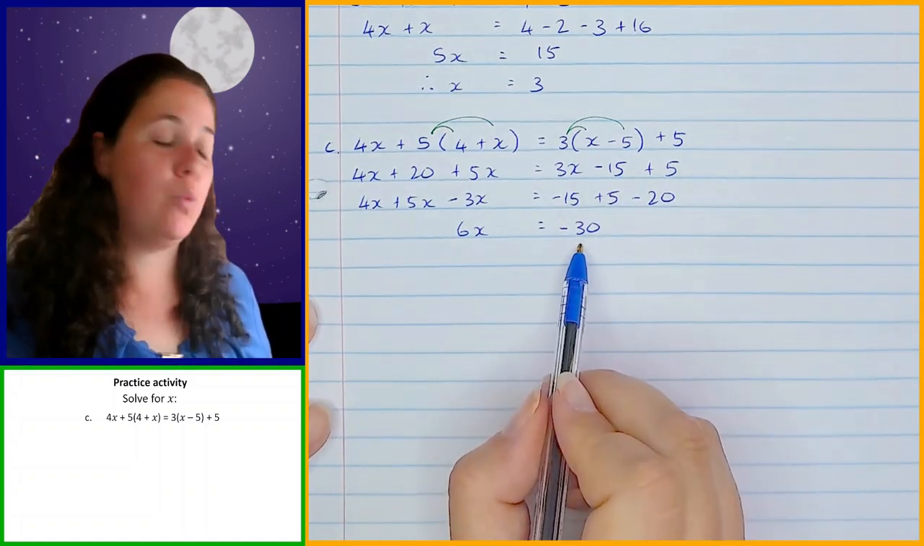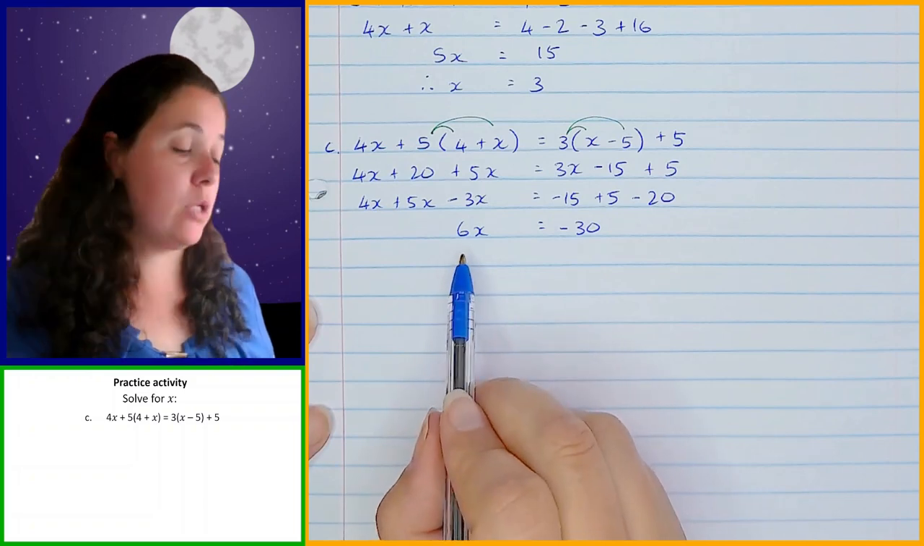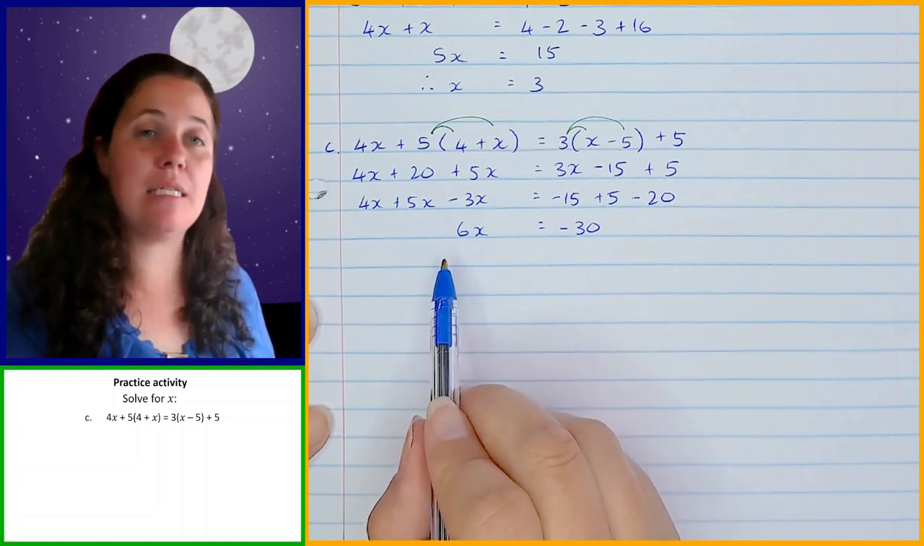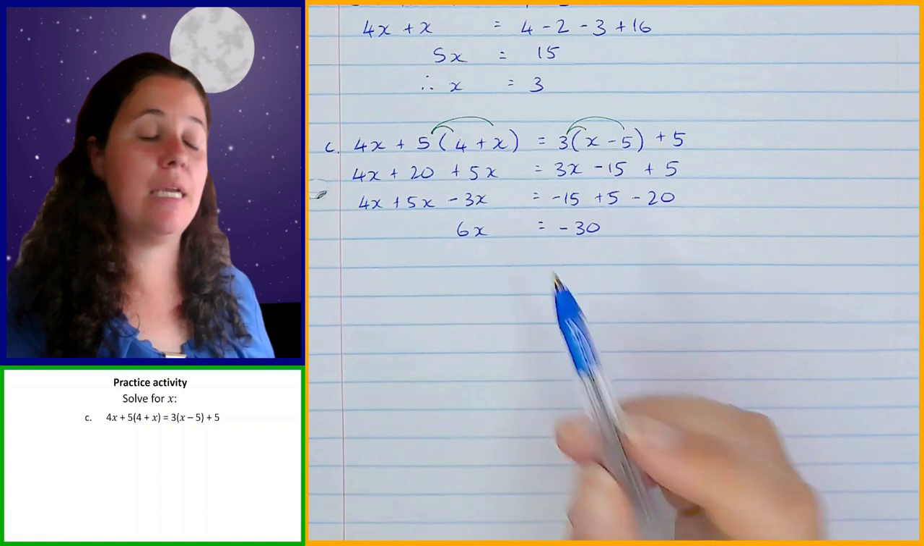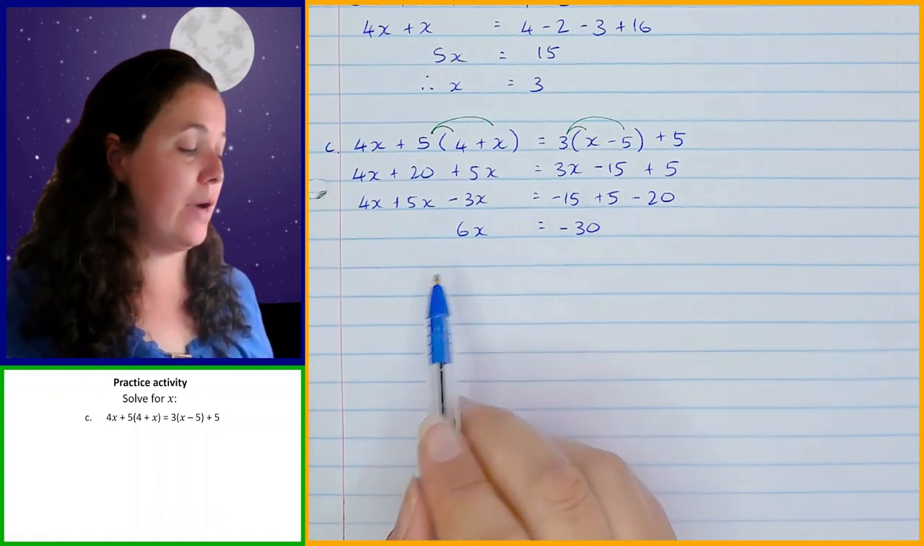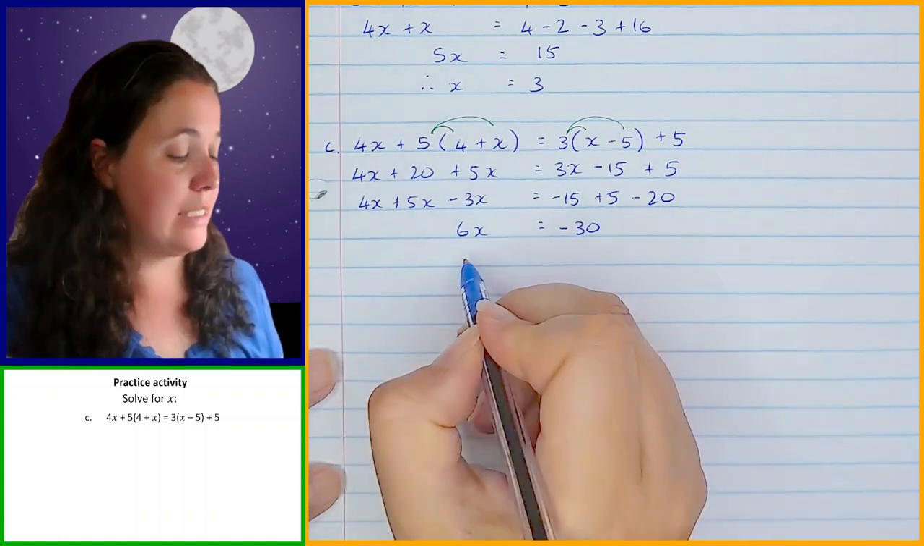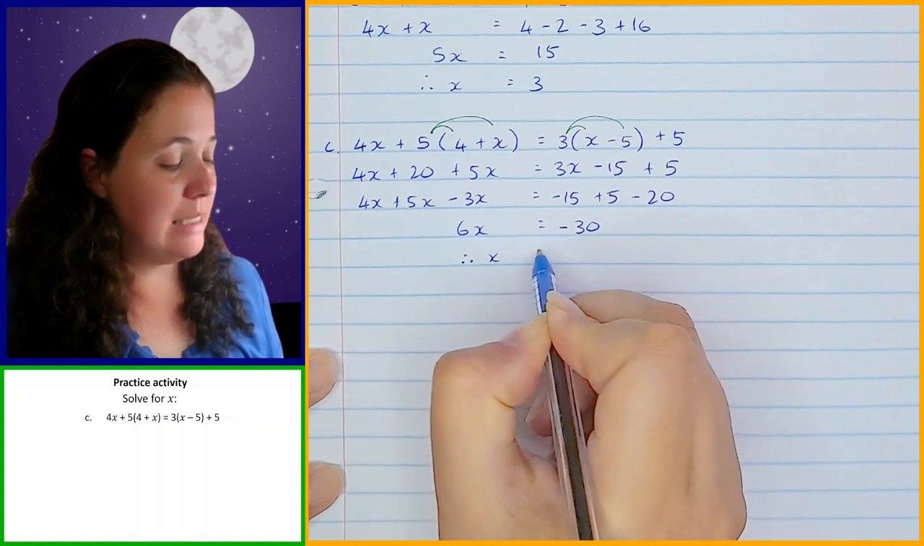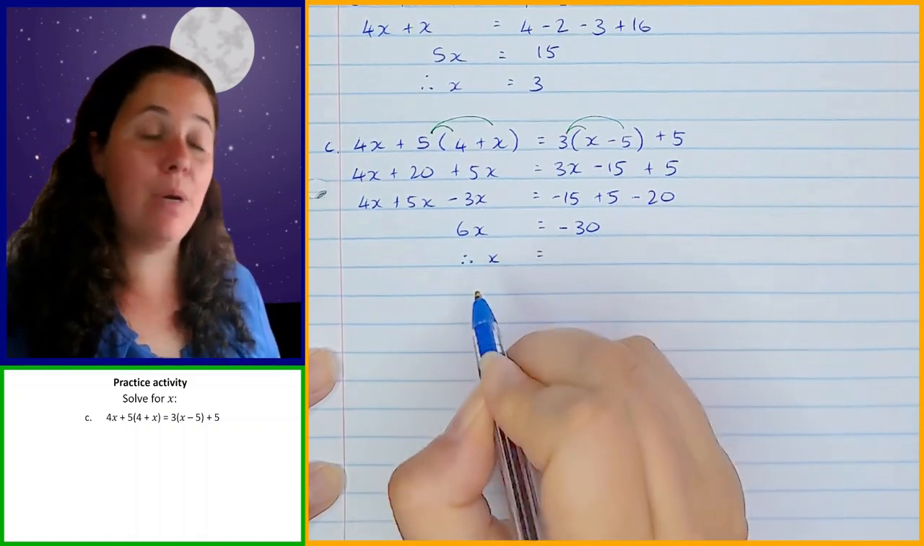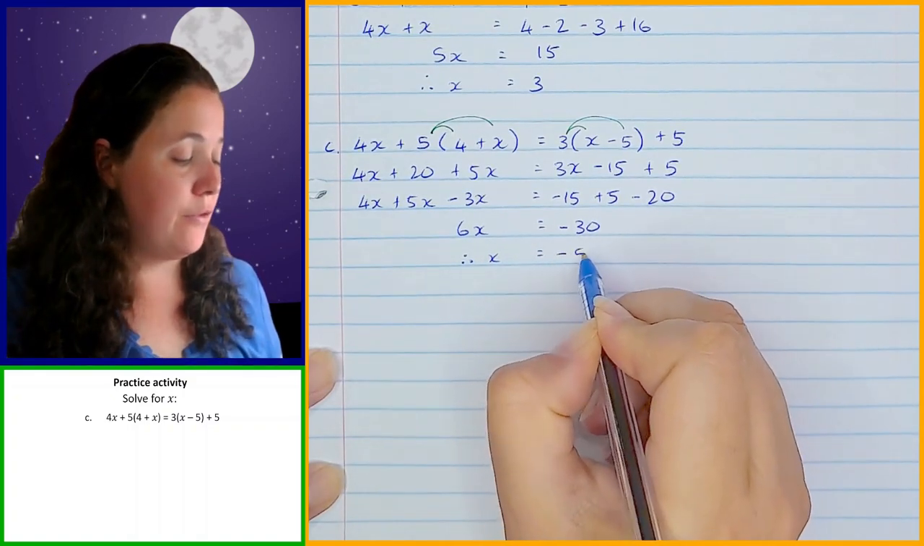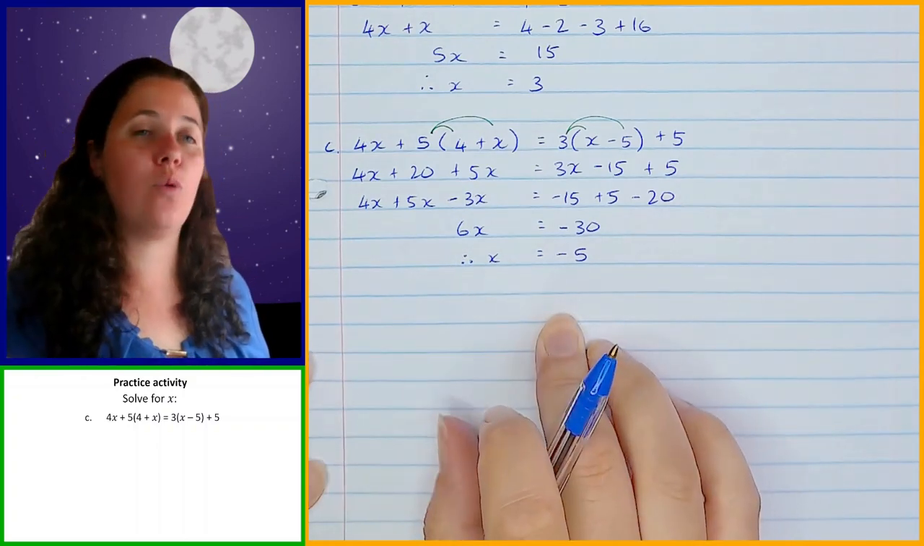Once you've got that, we need to get rid of that 6. So I'm going to divide by 6 because it's 6 multiplied by x. I need to use the inverse of multiplication, which is division. So I'm going to divide by 6 on both sides. So therefore, x is equal to negative 30 divided by 6, which is negative 5. So that's what you should have got for question C.